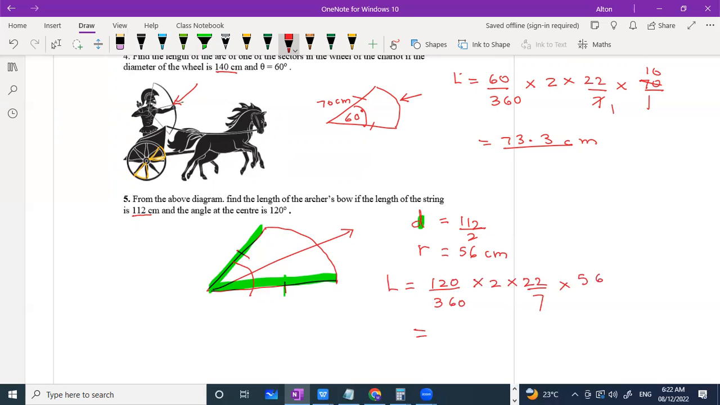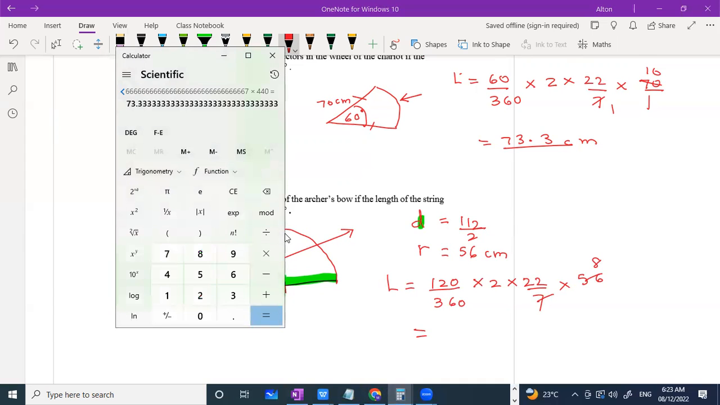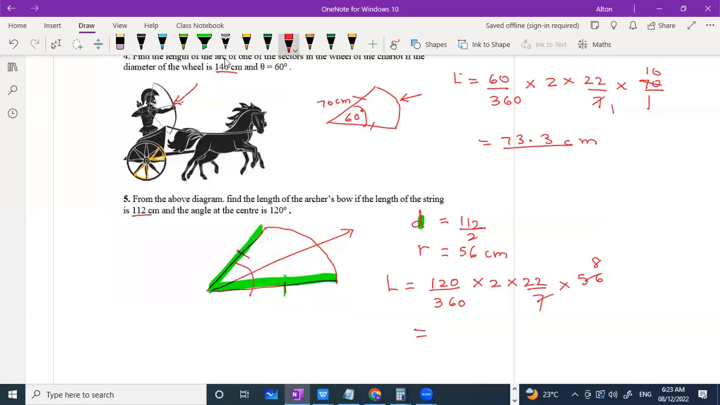Okay. So 7 could go into 56 8 times. And let's just work it on the calculator from there. 120 divided by 360, multiplied by 44, multiplied by 8. I'm seeing 117.3. So that's what we're going to get in this answer, 117.3 centimeters.